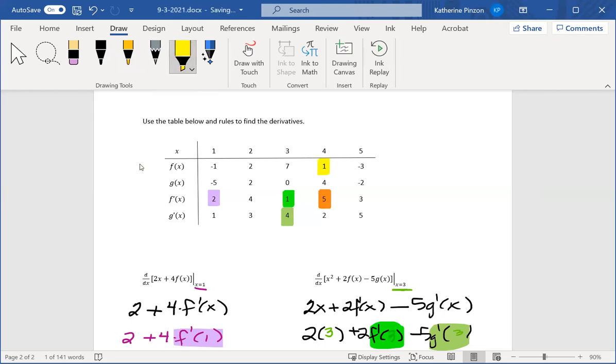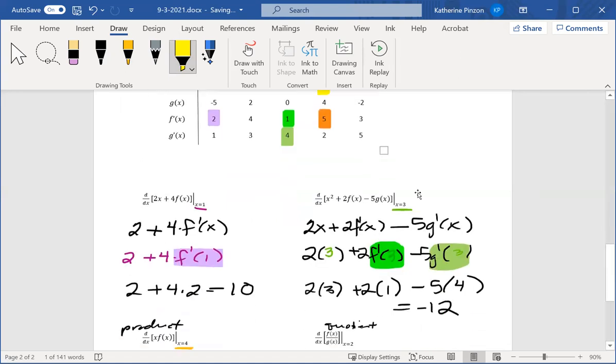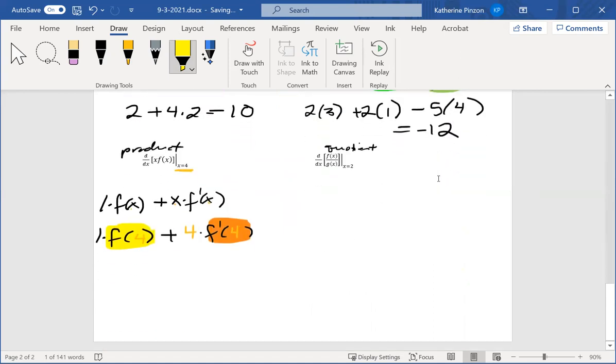So f of 4 is 1. F prime of 4 is 5. So this is going to be 1 times 1 plus 4 times 5. 21.